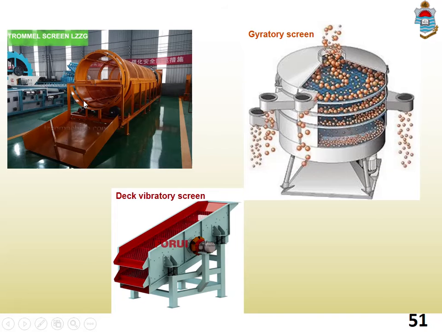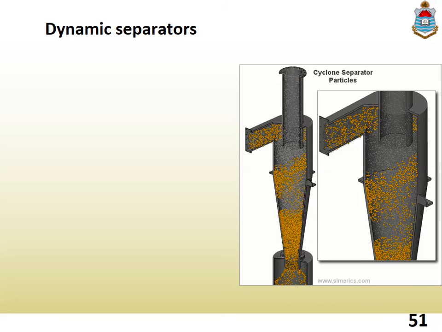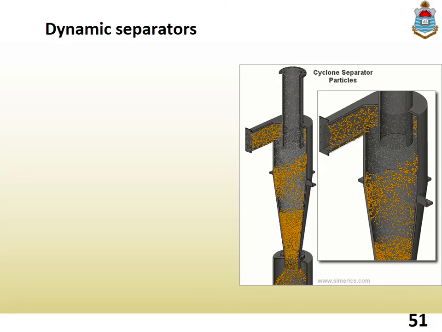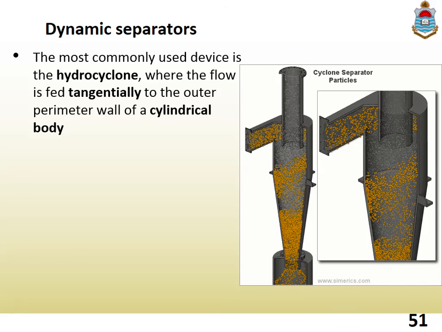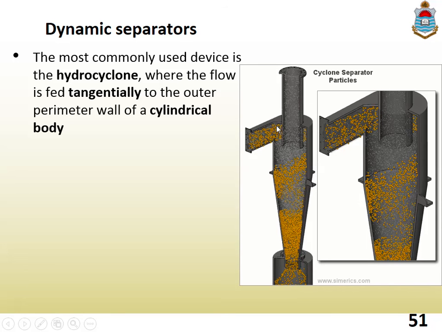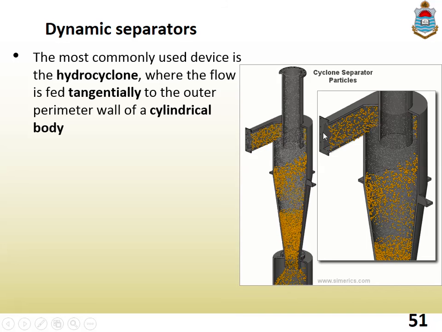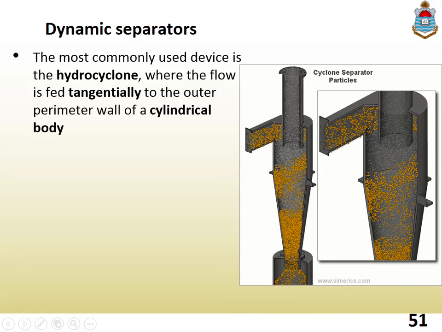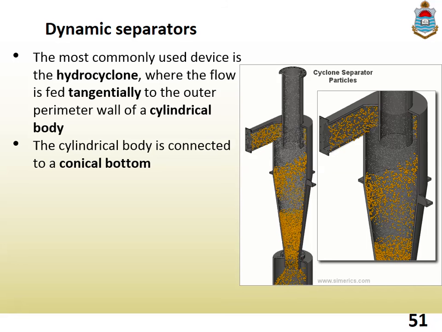So these are some pictures of the screens. The one on the top left is trommel screen, and then this is gyratory screen and vibratory deck screen. In vibratory deck screen there can be more than two decks. In dynamic separators, the most common example is cyclone separator, the one shown in the figure. The flow is fed tangentially as shown here. The feed is being induced from top in a tangential direction along the perimeter of the cylindrical body.